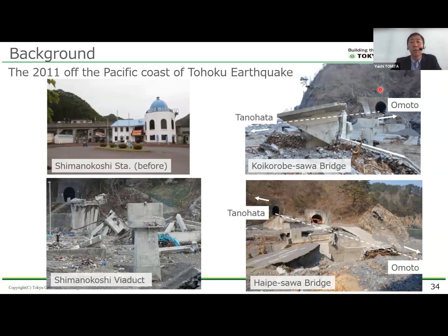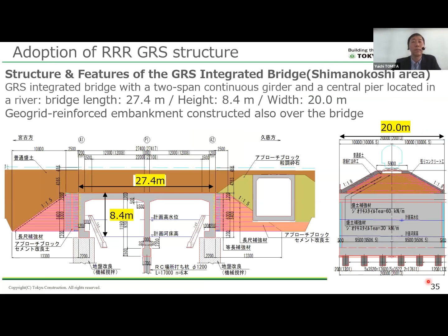In the upper right photo, the Koikorobesawa Bridge was heavily damaged by the strong tsunami flow. And finally, in the lower right, the Haipesawa Bridge, the girders were displaced and the abutment was destroyed. These photos clearly show the severe impact of the tsunami on the railway structures.